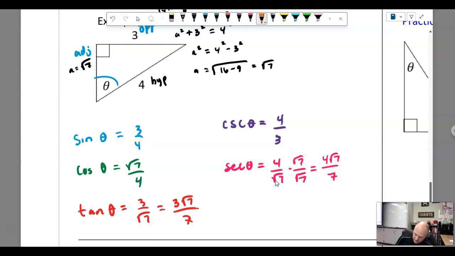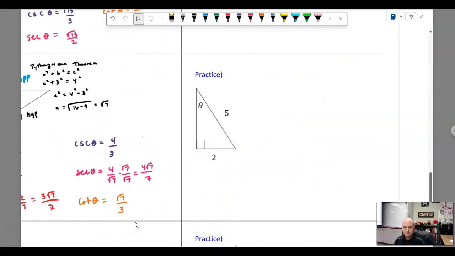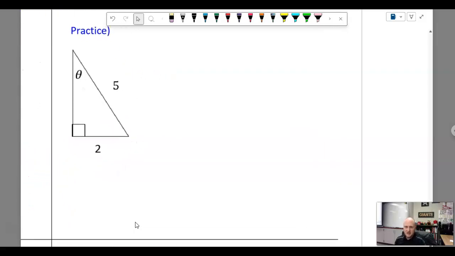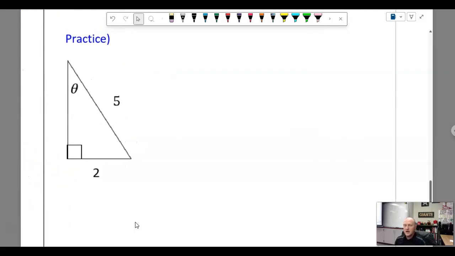And then we have cotan. Cotan, that is the square root of 7 over 3. Again, I just used this first one here and flipped it. Okay? Boom. There it is. That's the only new wrinkle. Here's a practice problem. Try this one.